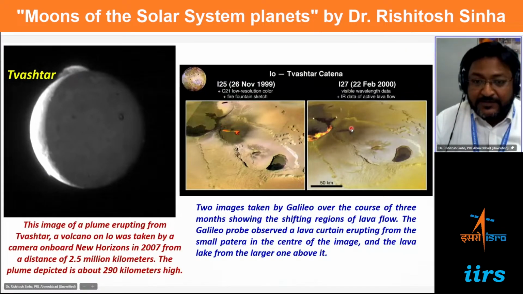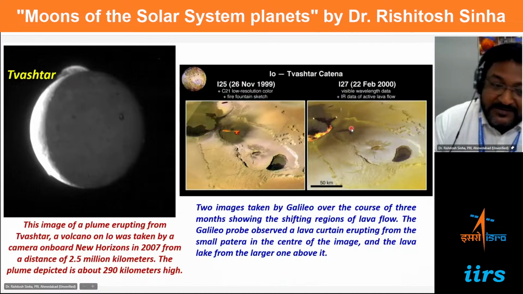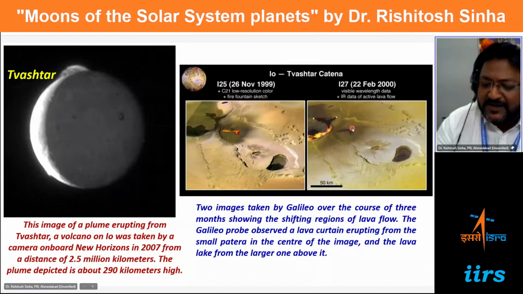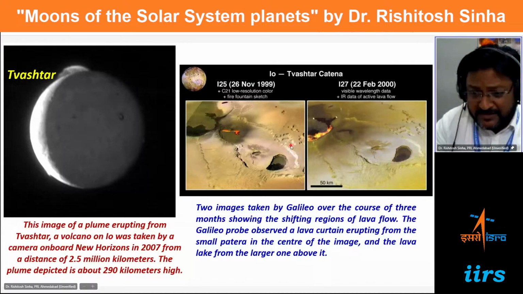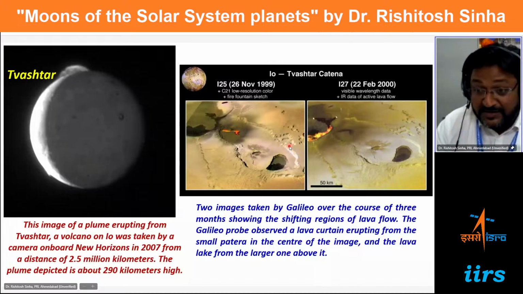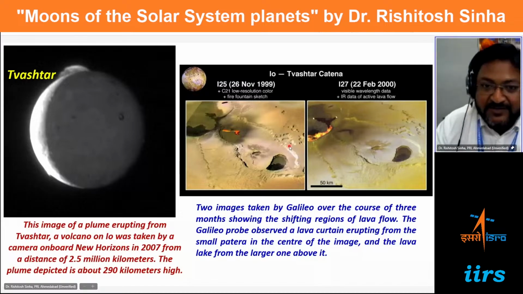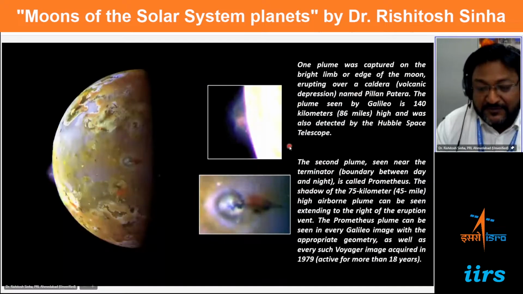Having active volcanism on a moon, isn't that very surprising? It is very surprising, because these planetary bodies do not have tectonic plates. Despite that, they have such volcanic activity ongoing on the surface. We know very well that Venus has volcanic activity, but having volcanic activity on Io is really a surprising thing for me when we talk about the moons of the solar system.